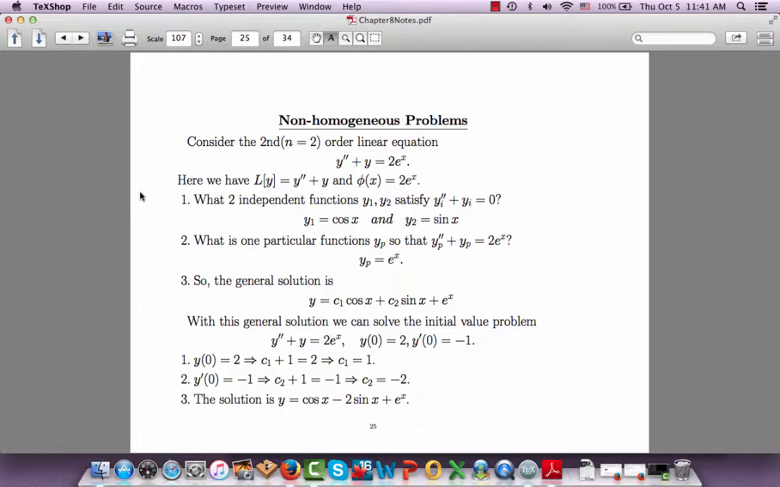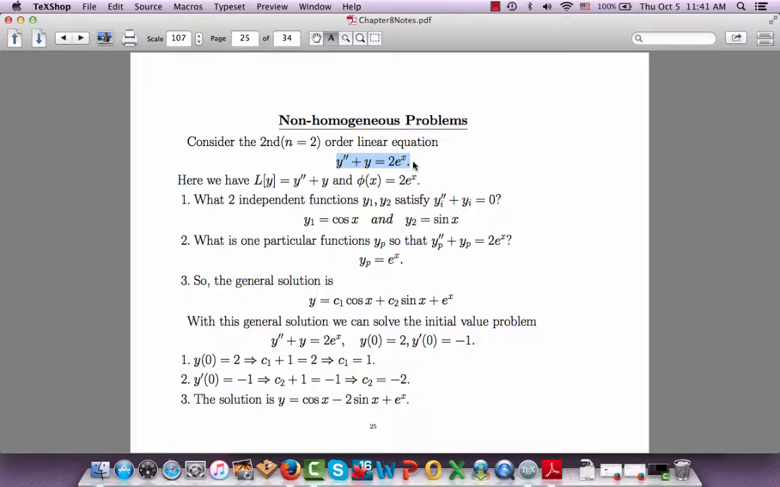So let's just look at a very simple example of this process, even though we haven't learned the process yet. That's what we're going to be doing next. So we just want to find a general solution of this non-homogeneous problem. It's a second order linear equation with constant coefficients, and it's not homogeneous because the right-hand side is not 0.